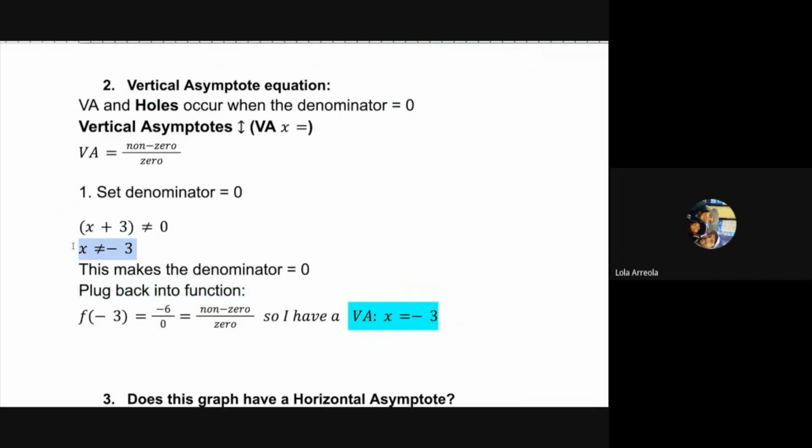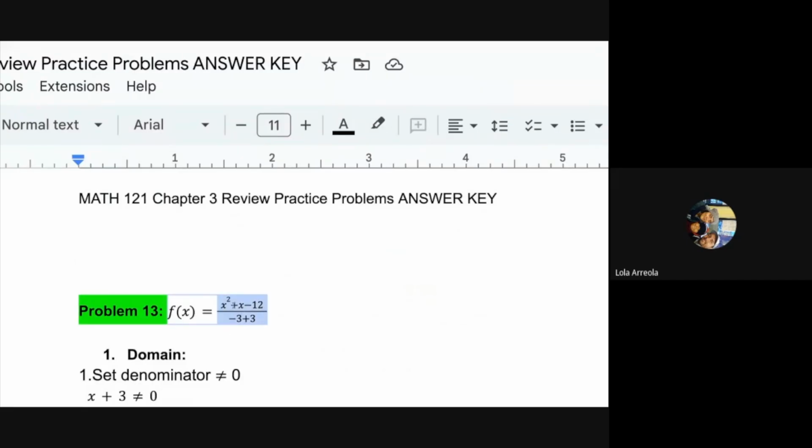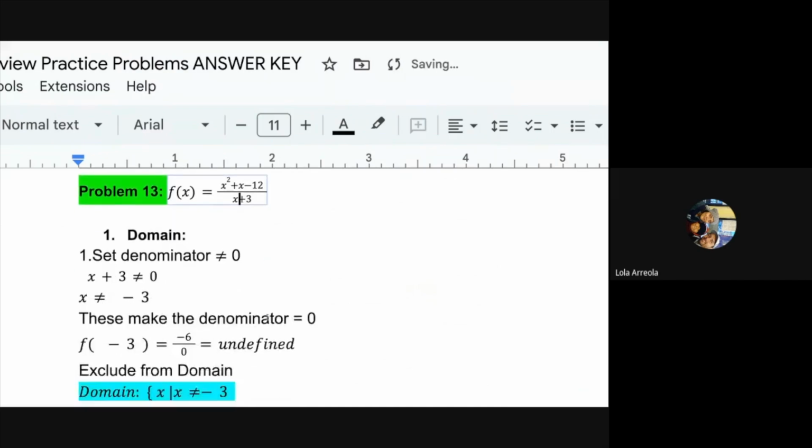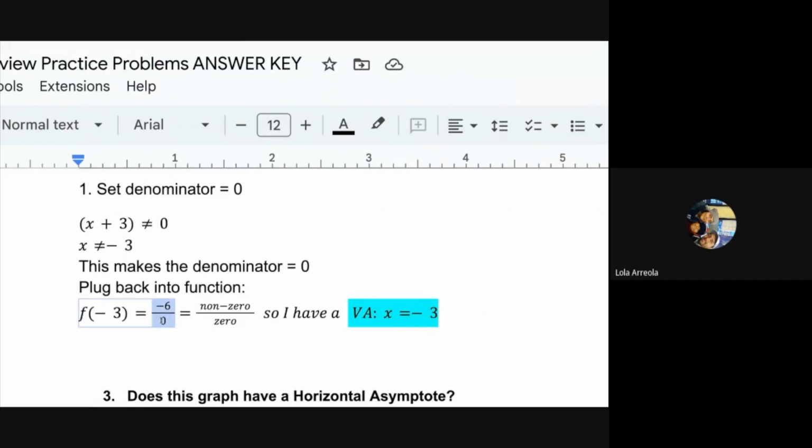So plug x equals -3 back into this equation. So I'm going to do negative 3 squared plus negative 3 and negative 3 plus 3. What do I get? I obviously get 0 in the denominator, but what's important here is that I make sure I look at what I get in my numerator. Again, I have a non-zero over 0, so I have a vertical asymptote at x equals negative 3. So I have a vertical invisible line at x equals negative 3.